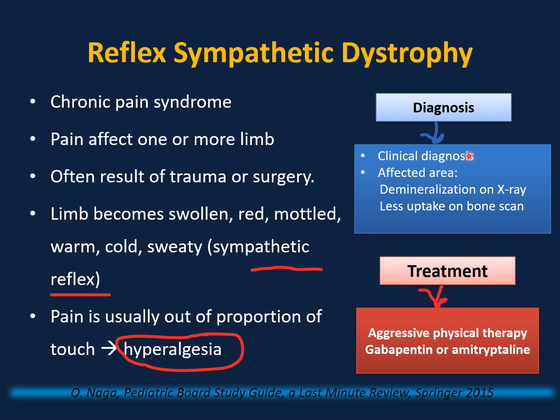to touch, which is well known as hyperalgesia. Diagnosis is a clinical diagnosis. Because of disuse of the affected area, the bone in the affected area may show demineralization on X-ray, and less uptake on bone scan. Treatment is aggressive physical therapy and symptomatic. Gabapentin or amitriptyline may help.